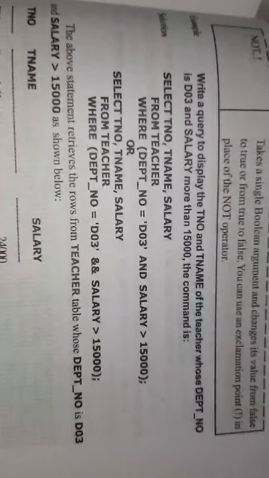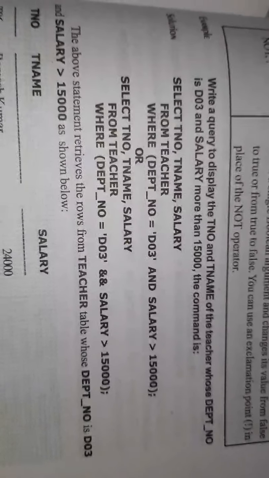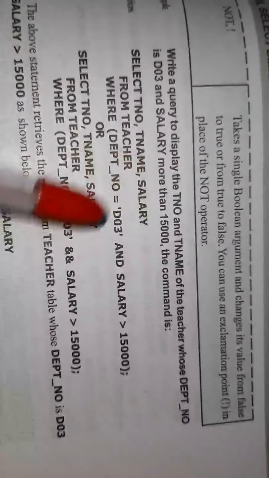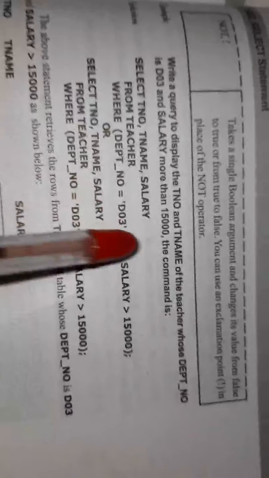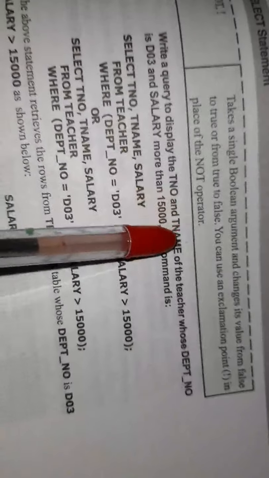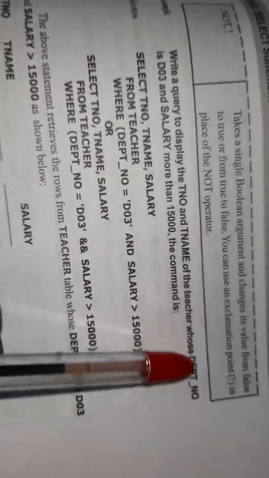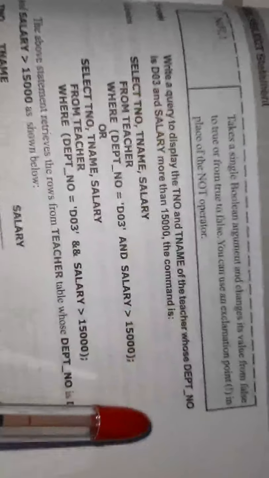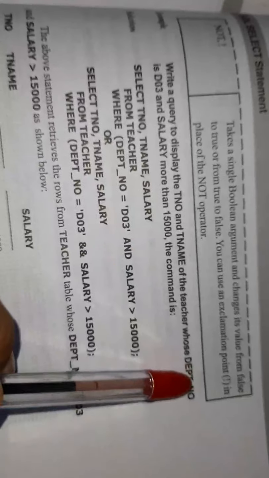Okay, so just like you remember that in logical operators, two variables are compared, right? So here also it compares two columns with the data values. That's why here you have to display the teacher number and the teacher name from the teachers table. The condition is whose department number is D03. That means whose department number, this is not a table, okay, this is the column name.